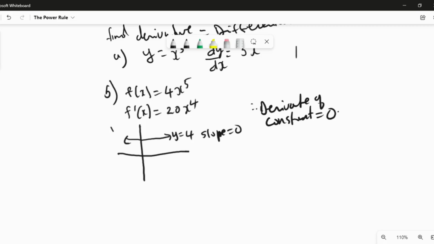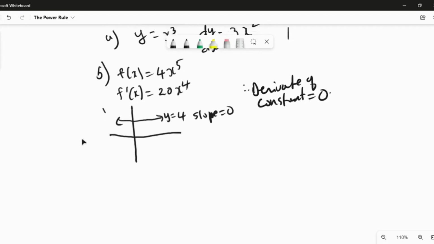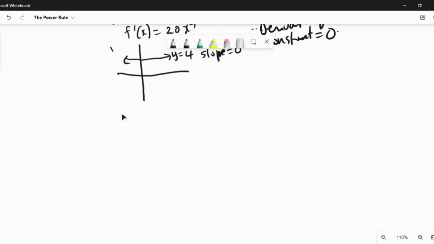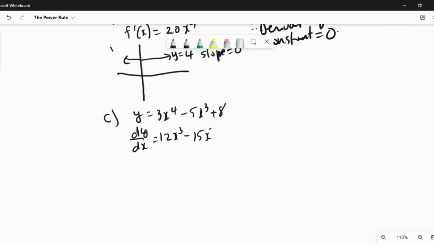Okay, so let's see some questions too. If I have y equal to 3x to the power 4 minus 5x to the power 3 plus 8, the derivative of this is dy/dx equal to 12x to the power 3 minus 15x to the power 2. The derivative of 8 is 0. That's done.